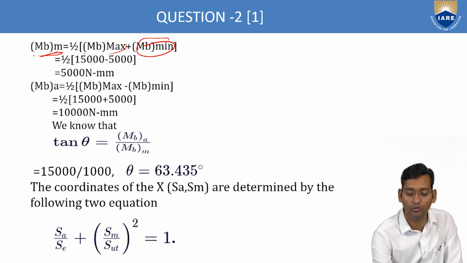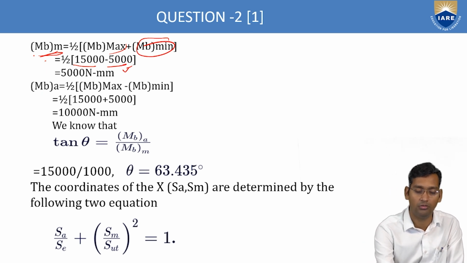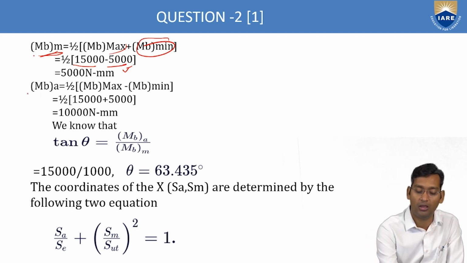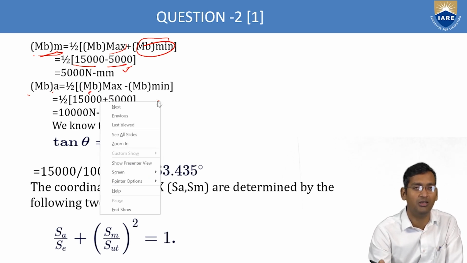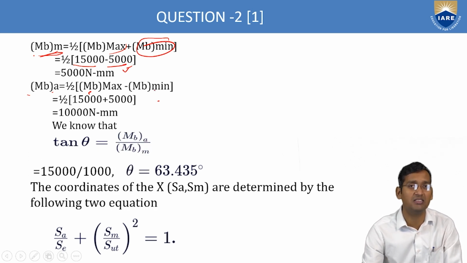After putting the values, the maximum is 15,000 and the minimum is minus 5,000, divided by 2. So finally 15,000 minus 5,000 by 2, 10,000 divided by 2, 5,000 Newton mm. That we got as MB mean. Now next step: sigma B we found. Here we are finding the moment. So now MBA, the amplitude, we have to find. So MBA equals to what? MB max minus MB min, for the variable or alternating component.